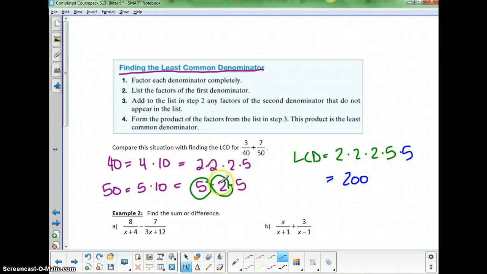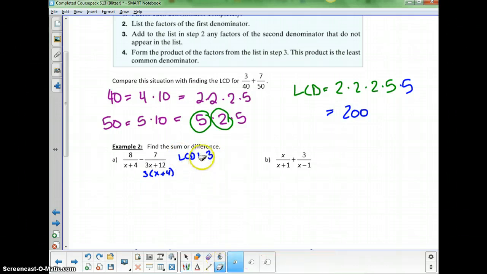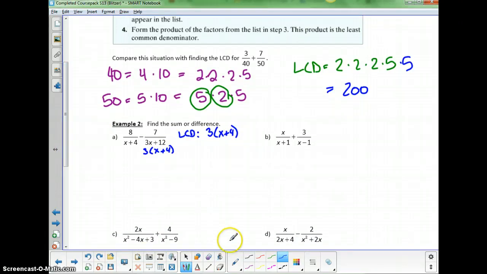Alright, now that's the same process that we're going to use while we're looking at our polynomial denominators. So, to start with, I need everything completely factored. x plus 4 is already factored, but I could take a 3 out of the other one to make it 3 times x plus 4. So my common denominator says list an entire denominator. It doesn't really matter if I list the first one first or the second one first. Just to show, I'm going to list the second one first. 3 times x plus 4. Now this one right here already has an x plus 4, so we're good. Okay, so that 3 times x plus 4 is the common denominator.